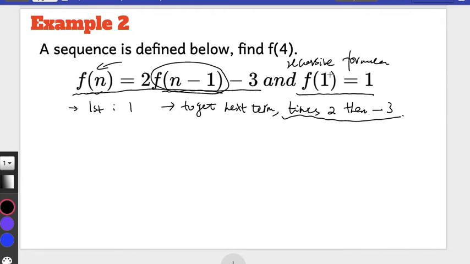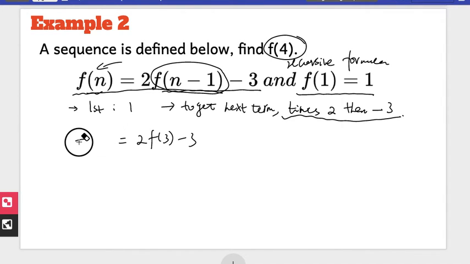Some students might say, since I need to get f of 4, let's just replace n with 4. But as you can see, if I replace n with 4, according to this definition, I need to get it from f of 3. But do we know anything about f of 3? No, we don't. So that's why we are going to start from the first term.